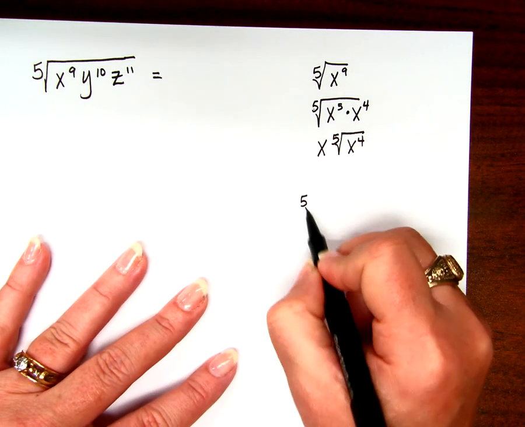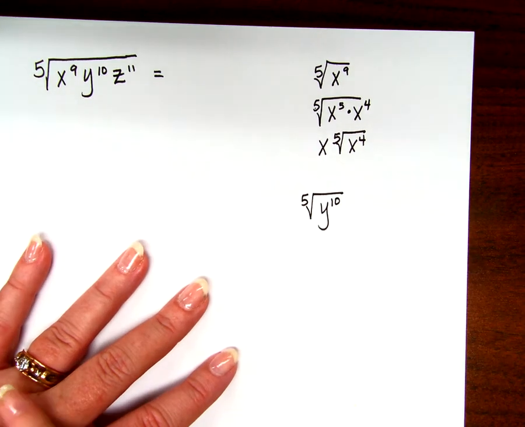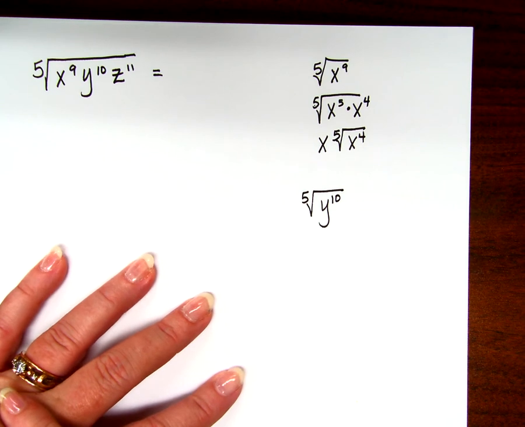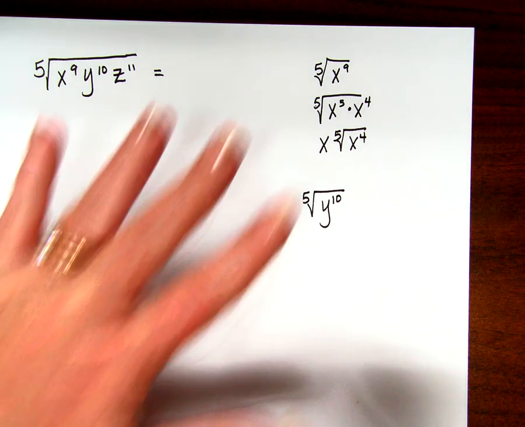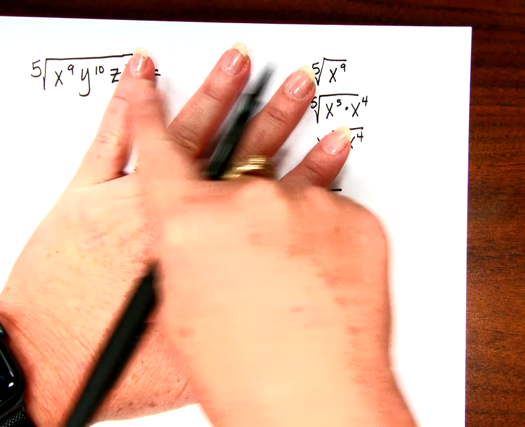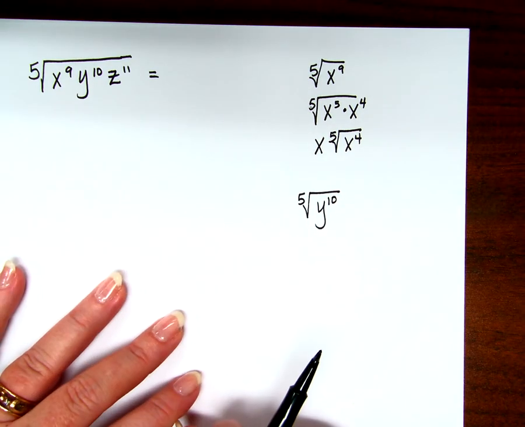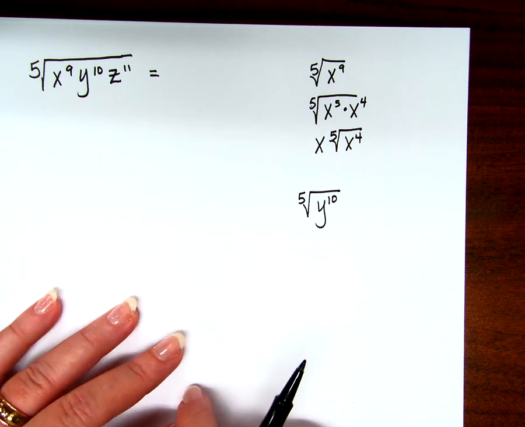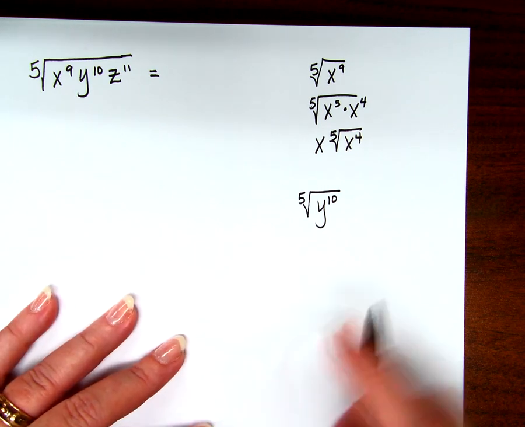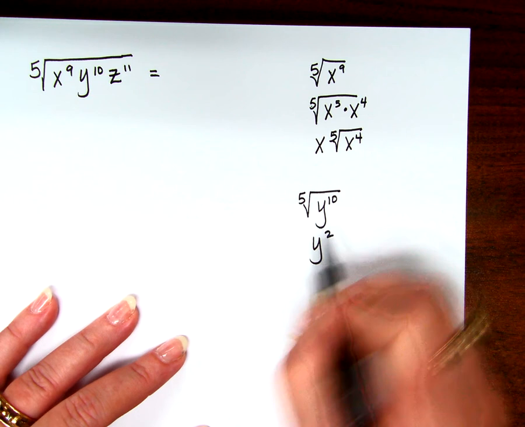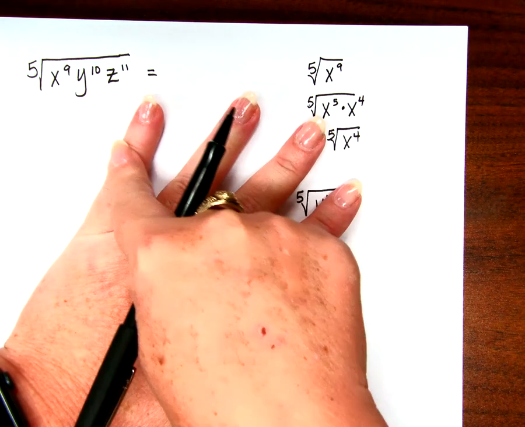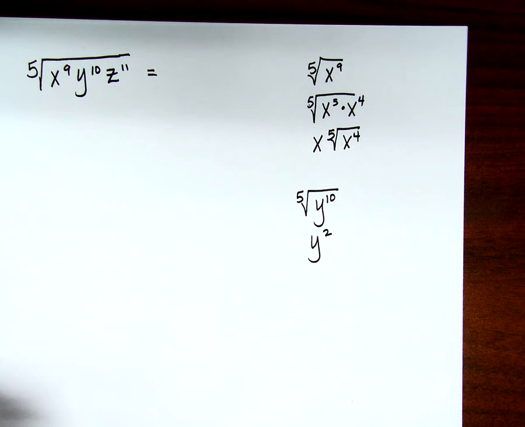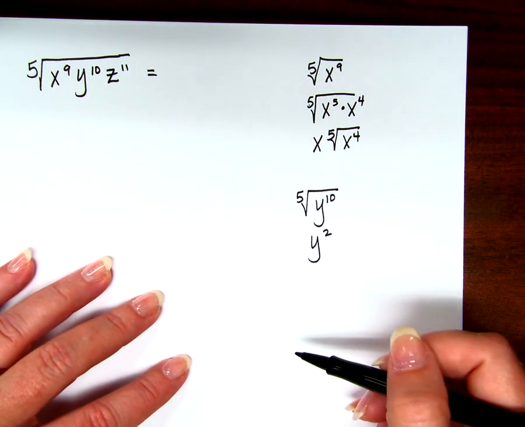What about the fifth root of y to the 10th? Do I need to split it up into 5 and 5? What times itself times itself times itself times itself is y to the 10th? Y squared, right? That's just y squared. Because y squared times y squared times y squared times y squared equals y to the 10th, doesn't it? So it's just that simplified, isn't it?